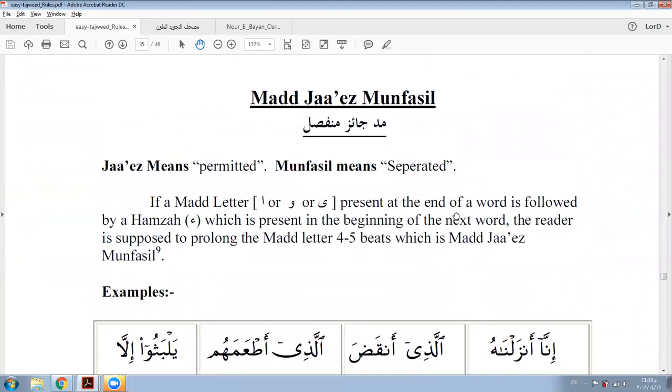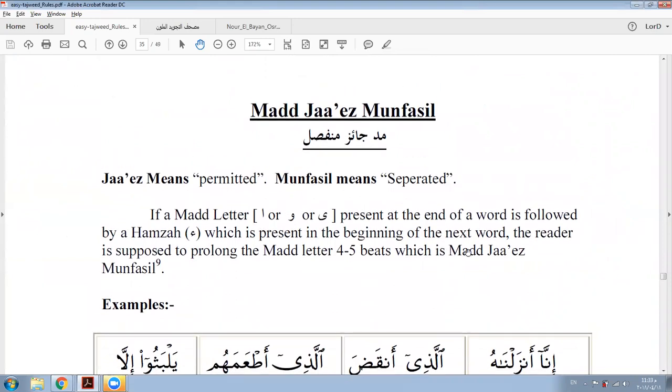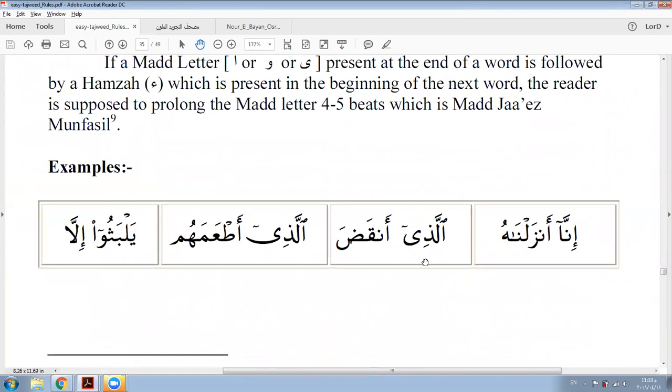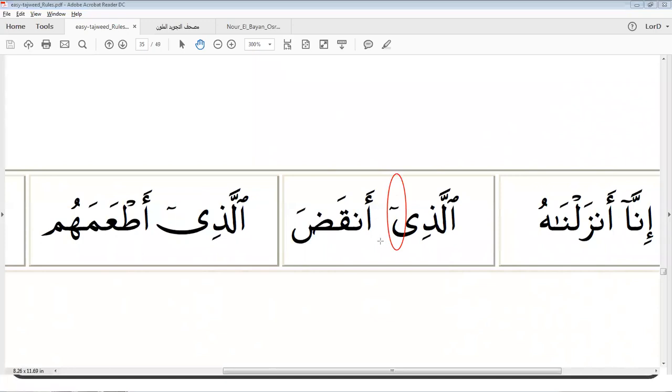The other one is mad jaiz munfasil. Well, that's the opposite of the previous one. Jaiz means permitted and munfasil means separated. So let's see. Here in the example, we have the mad letter, ya, in alladhi, and it's followed by hamza. But focus here: the mad letter and hamza are in 2 words. It's not in the same word. The first word ends with the mad letter and the next word starts with hamza. That's why we call it separated. The separated mad is permitted, so you have an option to do it or not.